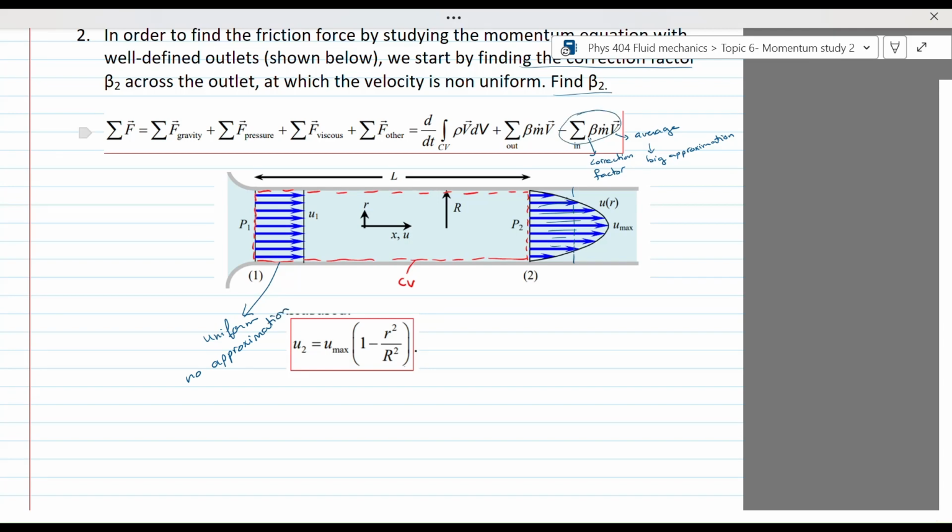So basically at our inlet here, we will not have any beta. On our outlet here, we'll just have beta across point 2. So we'll have beta 2 that we need to find. Whereas here, I will not put a correction factor. And the average value will actually just be u1 itself because we have a uniform velocity.